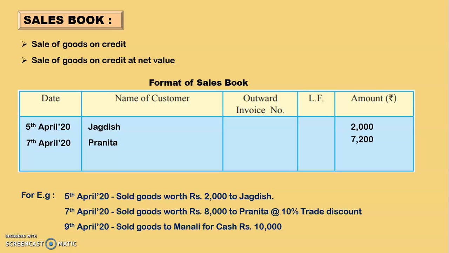Now on 9th of April, sold goods to Manali for cash rupees 10,000. Now here goods are sold for cash. So as you know, cash transactions are not recorded in the sales book. So this transaction will not be recorded.